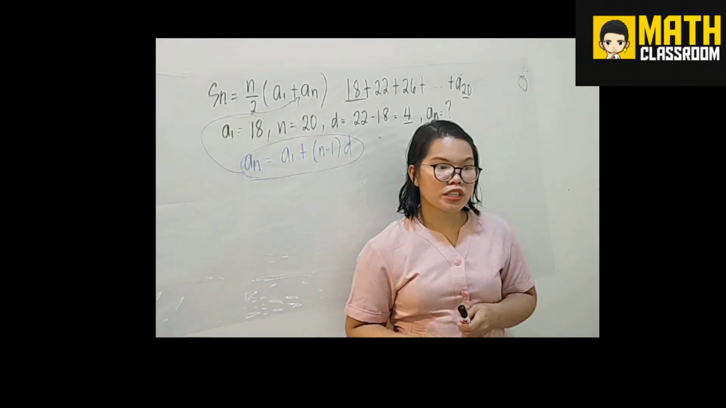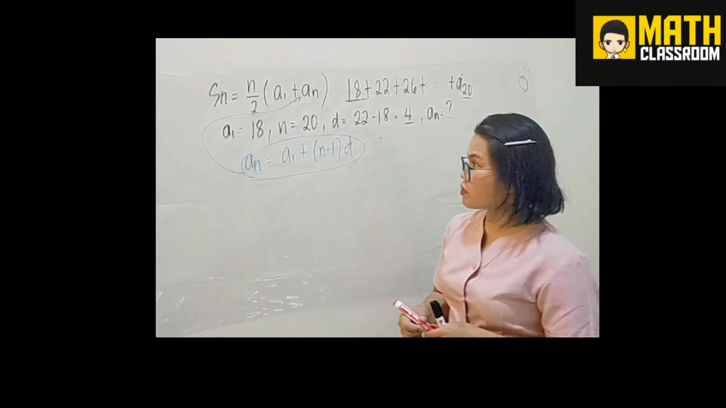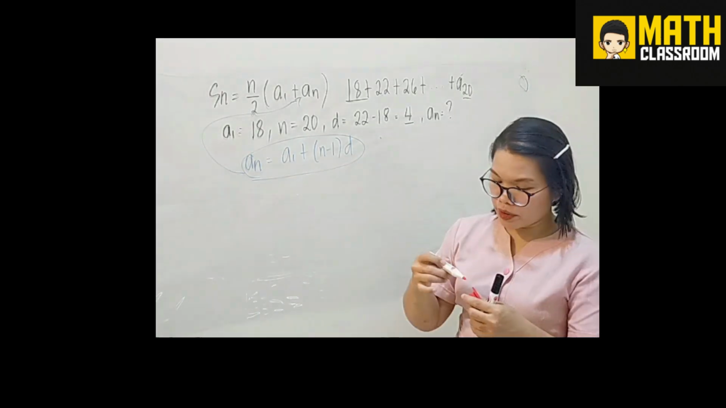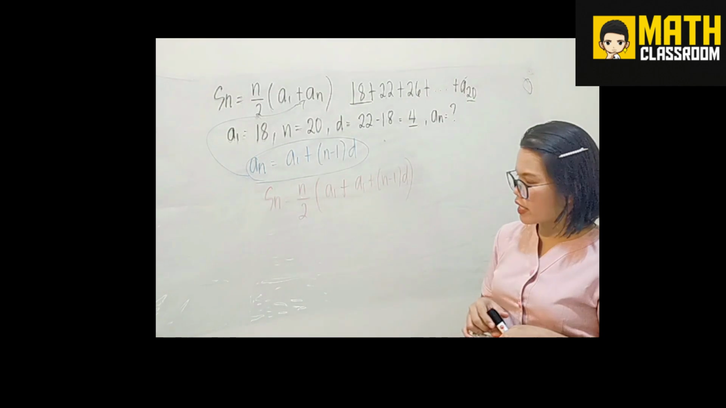This is the right time for us to derive our formula from our given series. So this is what will happen. From our given formula, we have S sub n is equal now to n divided by 2 multiplied to a sub 1. Since we're looking for a sub n, we have to insert this formula. So we will have plus a sub 1 plus n minus 1 times d. So this is how it goes. Can we simplify, miss? Yes, we can simplify.